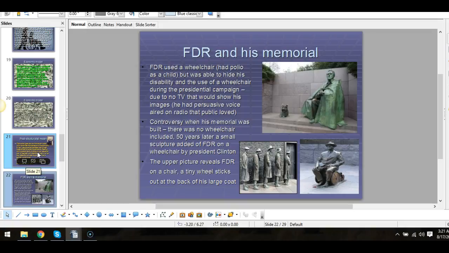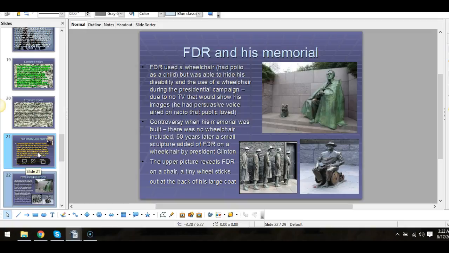Here are some pictures of Franklin Delano Roosevelt and his memorial in Washington, D.C. He used a wheelchair because he had polio as a child, but he was able to hide his disability and the use of the wheelchair during his presidential campaign because there was no TV.